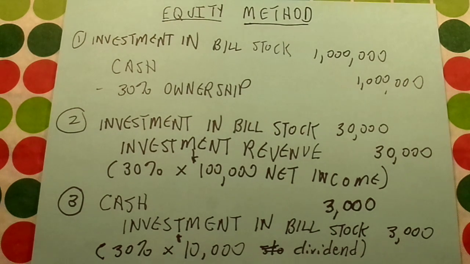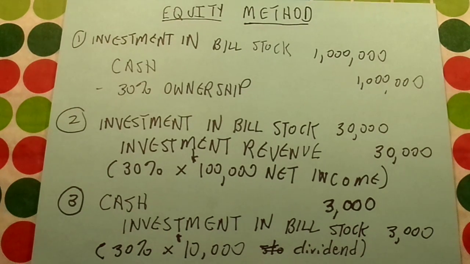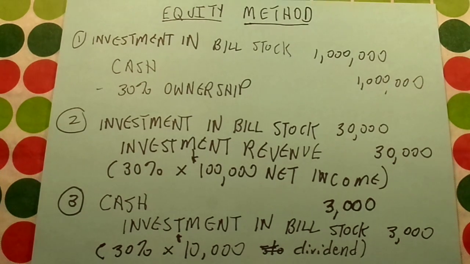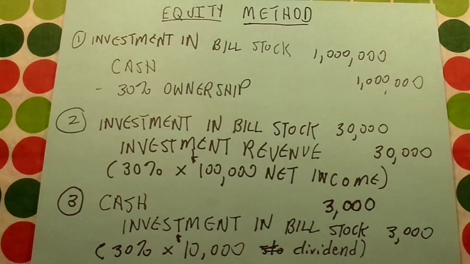That's what you'd expect, even if it was a dividend in a company that we didn't have significant influence in. If we get cash, we're going to debit cash. But what's different here is we're actually reducing the amount of the investment. So we're acting as if the receipt of the dividend reduces our investment.